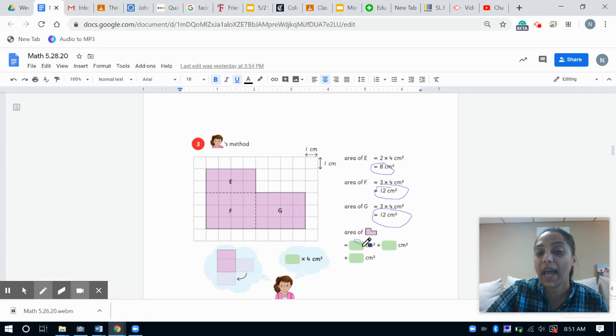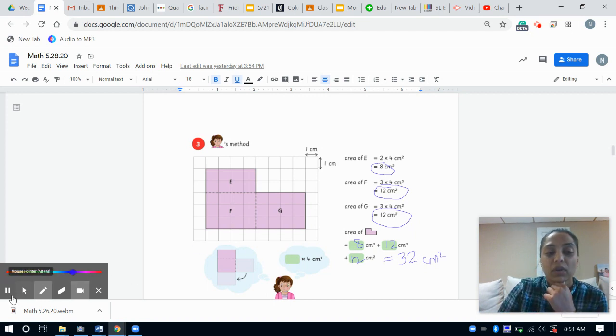So we need to add them. 8 plus 12, that's 20, plus another 12, that gives us 32 again, okay? And you can always get a scrap piece of paper and use the standard column method. We don't want to lose that. That's a really great practice, so to do that.